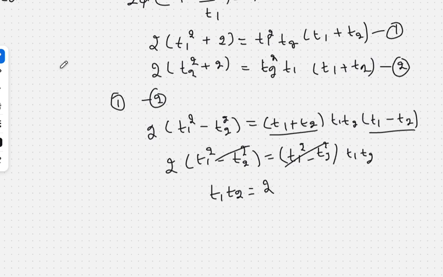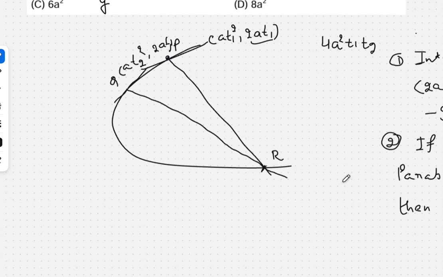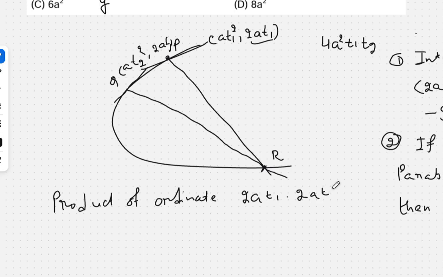How is that going to help you? That is going to give us the answer. Why? Because they are asking the product of ordinates. So the product of ordinates is simply the product of y coordinates. So 2a t1 into 2a t2. If I multiply these two, I will be getting 4a square t1 into t2. And as we know, the value of this t1 into t2 is 2. So it will be 8 times a square.